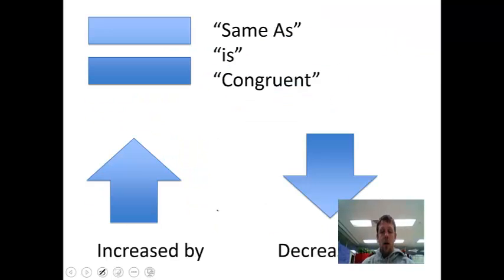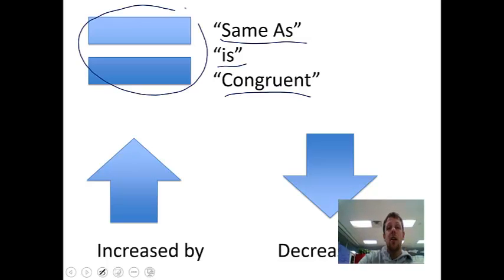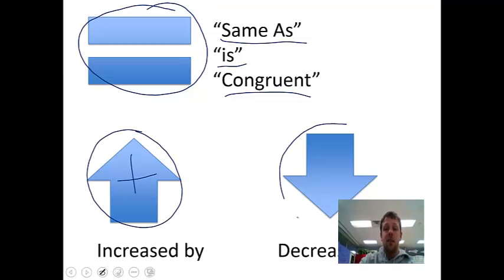Right? Some things you need to know: whenever you see the words same as, or is, or congruent, we're talking about an equal sign. Whenever you say something is increased by, it means to add. And whenever you see something that is decreased, it means to subtract.